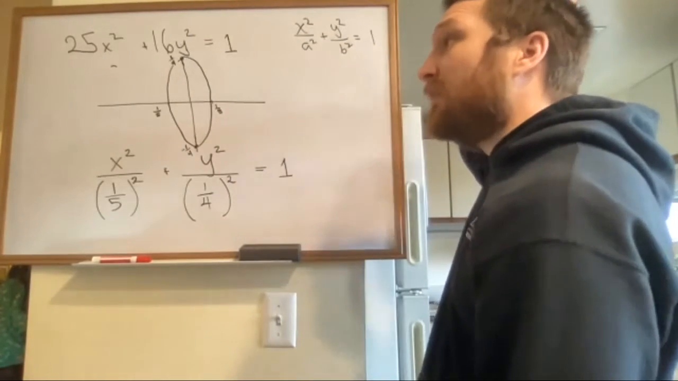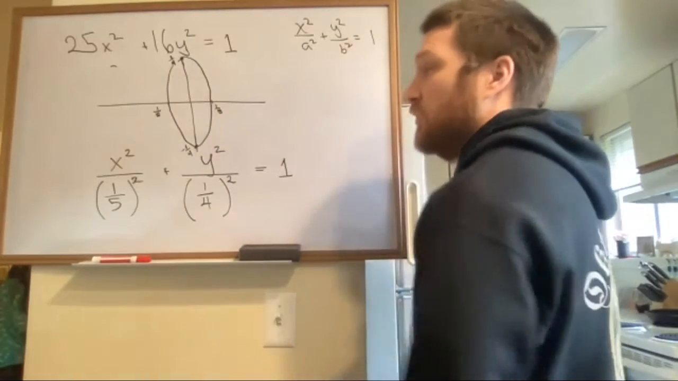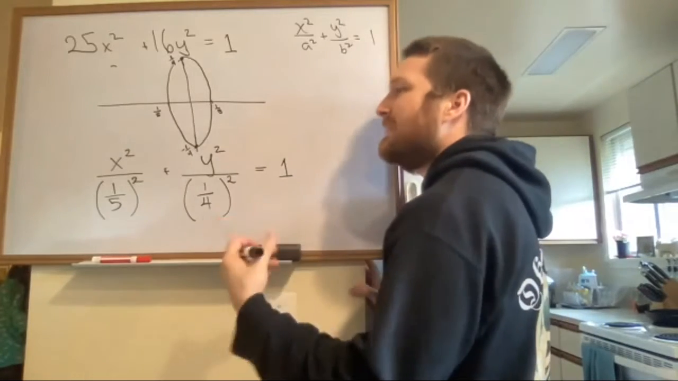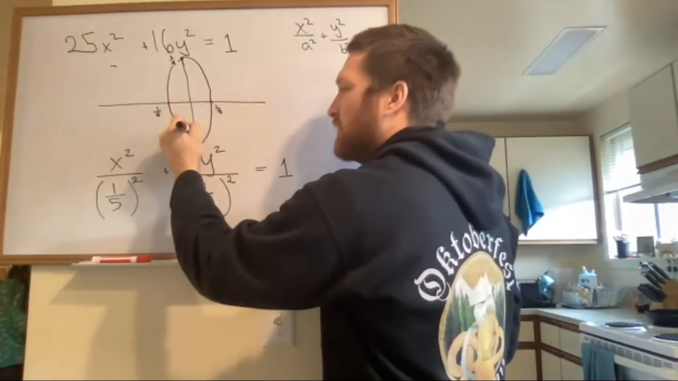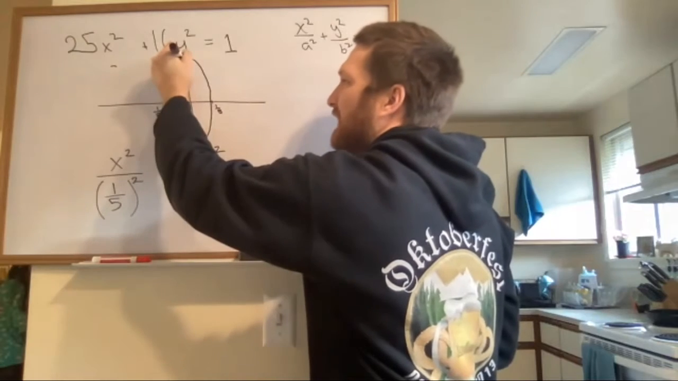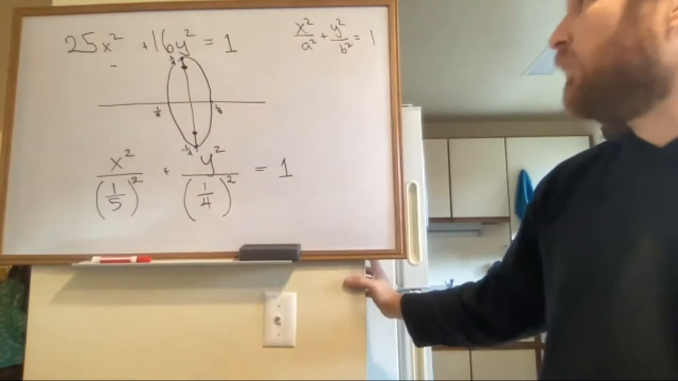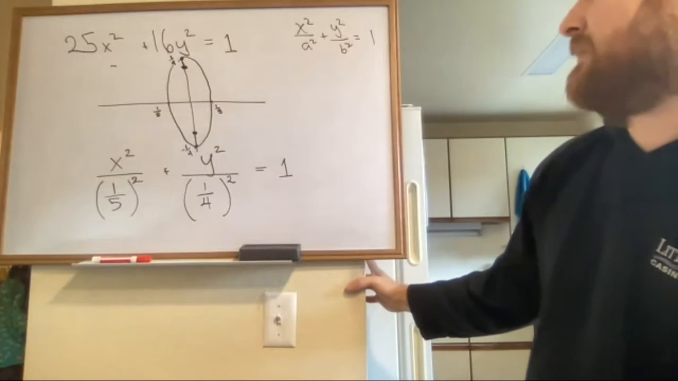So then if you wanted to find the foci of this, you could use your nifty little formula that we're not even going to talk about. And we'd see that the bigger one is where the foci occur. So they would occur here and here, but we're not going to worry about that. But anyway, that's the idea with that.